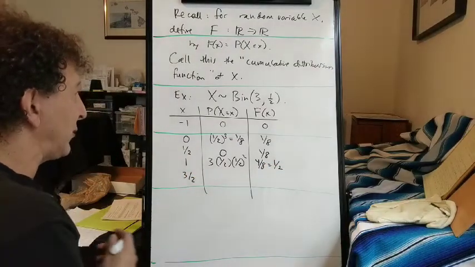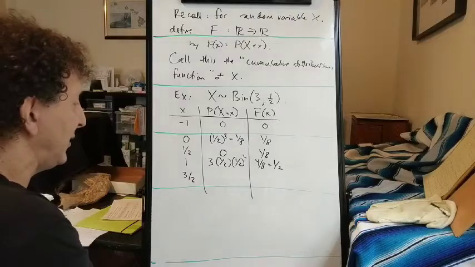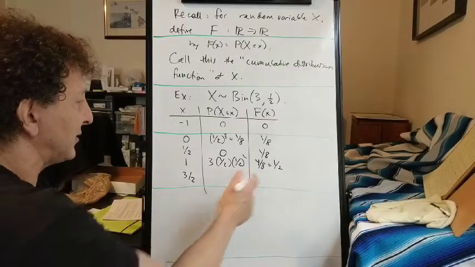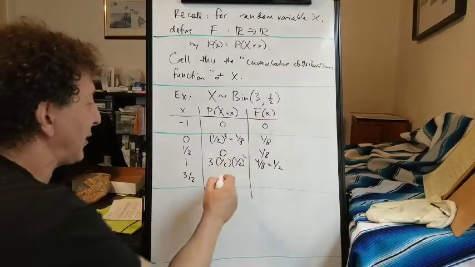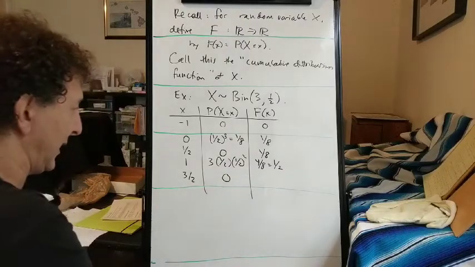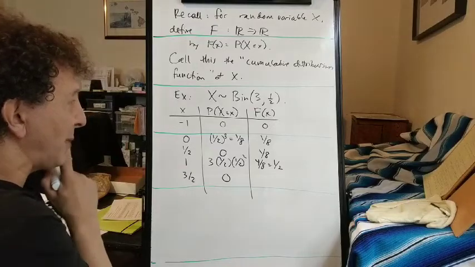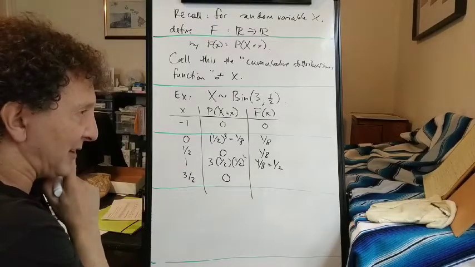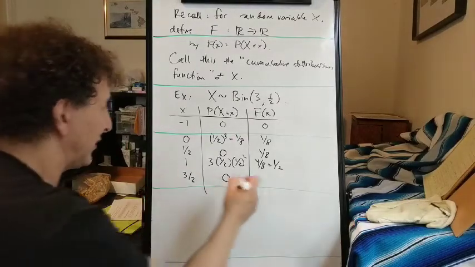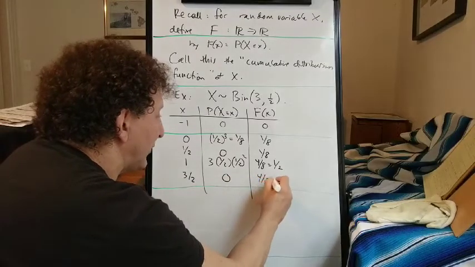Then we could look at a number like 3/2. The probability that we have 3/2 or fewer successes. Well, the probability of having exactly 3/2 successes is 0, because we can't have 3/2 successes. The probability of having fewer than that would be the probability of 1 or 0 successes, so that would still be 4/8, so 1/2.